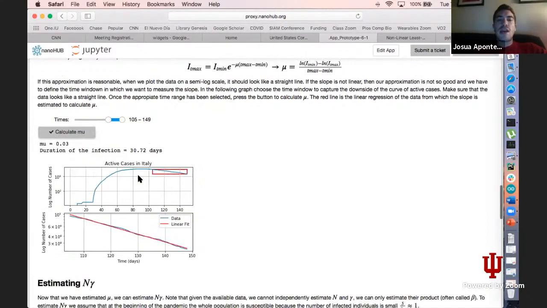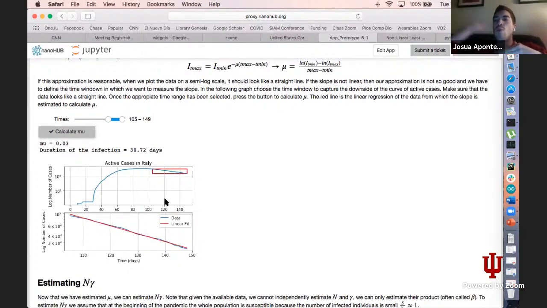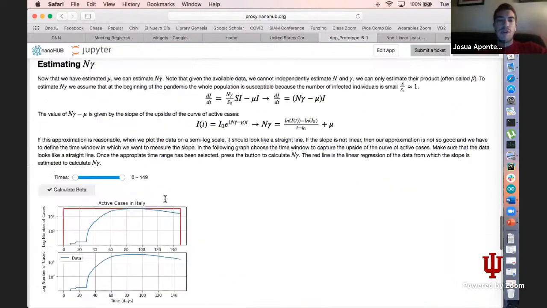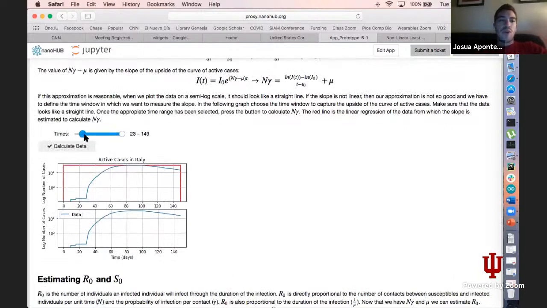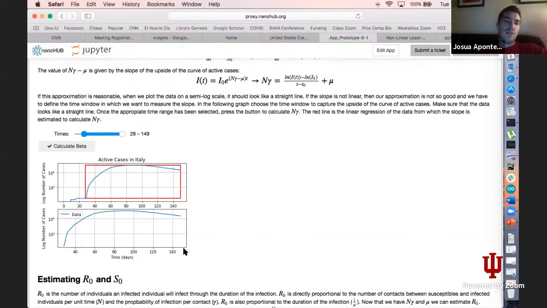I've been thinking a little bit about this flow, in terms of when a subsequent part of the application becomes available. Once they have calculated mu, this square here is basically telling you where you are at in the data shown down here.